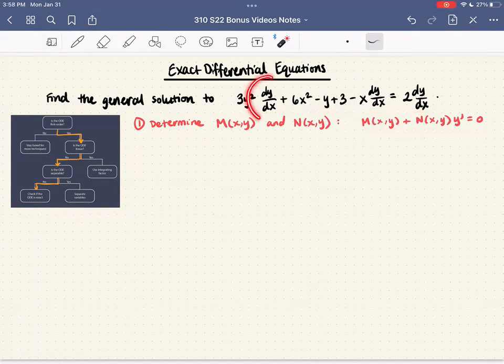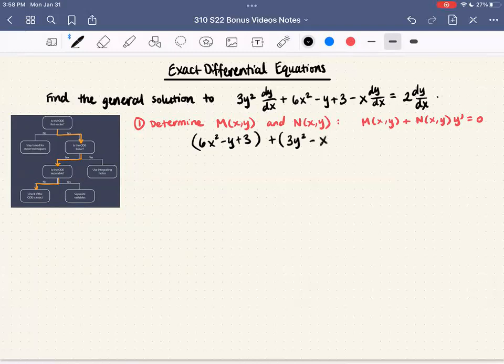What you'd want to do then is group all the terms that have dy/dx, which is that y prime, and then group all the other terms together. So all the things that don't involve y prime are 6x squared minus y plus 3. All the terms that do involve y prime or dy/dx are 3y squared minus x. And then I would also need to subtract this 2 to the other side. So minus 2, and I can factor out that dy/dx. So now this is in the appropriate form for us to determine that this first expression is capital M, and this second expression is capital N.